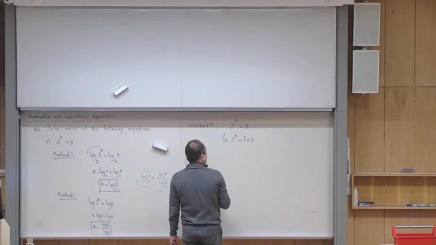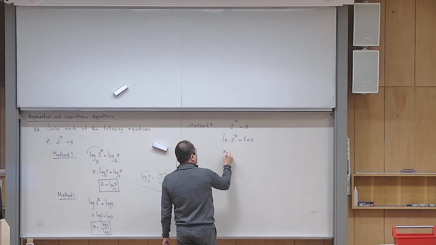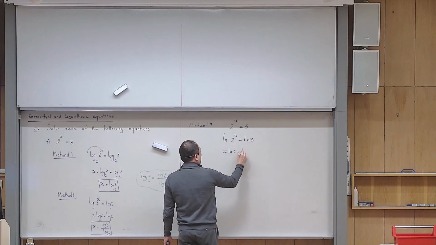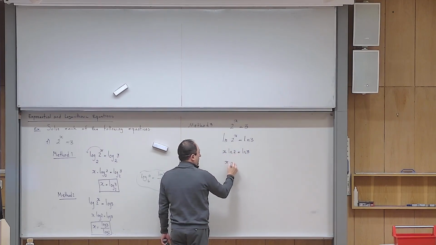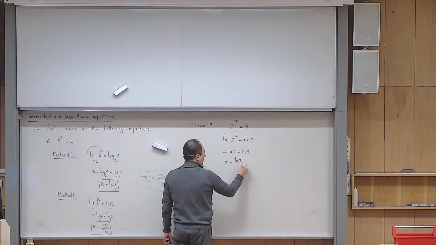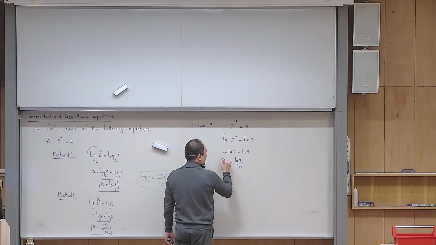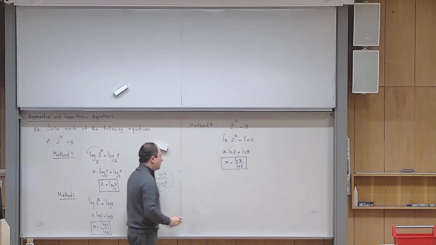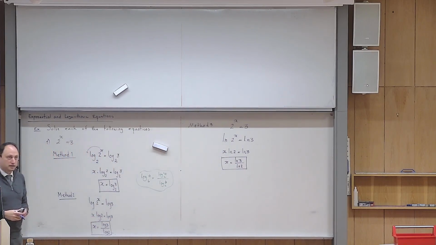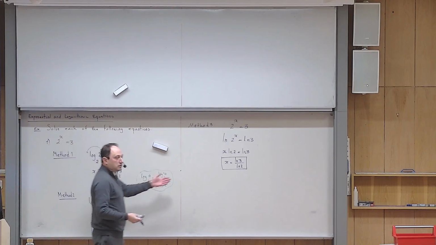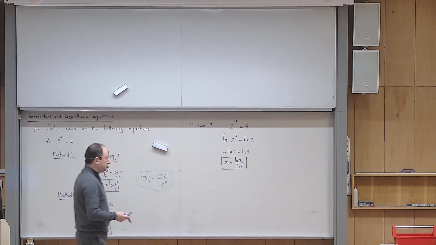And then what happens again? This x goes to the front of the ln. And then you want to isolate x, so you divide everything by ln of 2. You get ln of 3 over ln of 2. That is also correct. And of course, you can check this with your calculator. All these three numbers are exactly the same. So in our lesson, it's better to always work with natural logarithm. Okay?